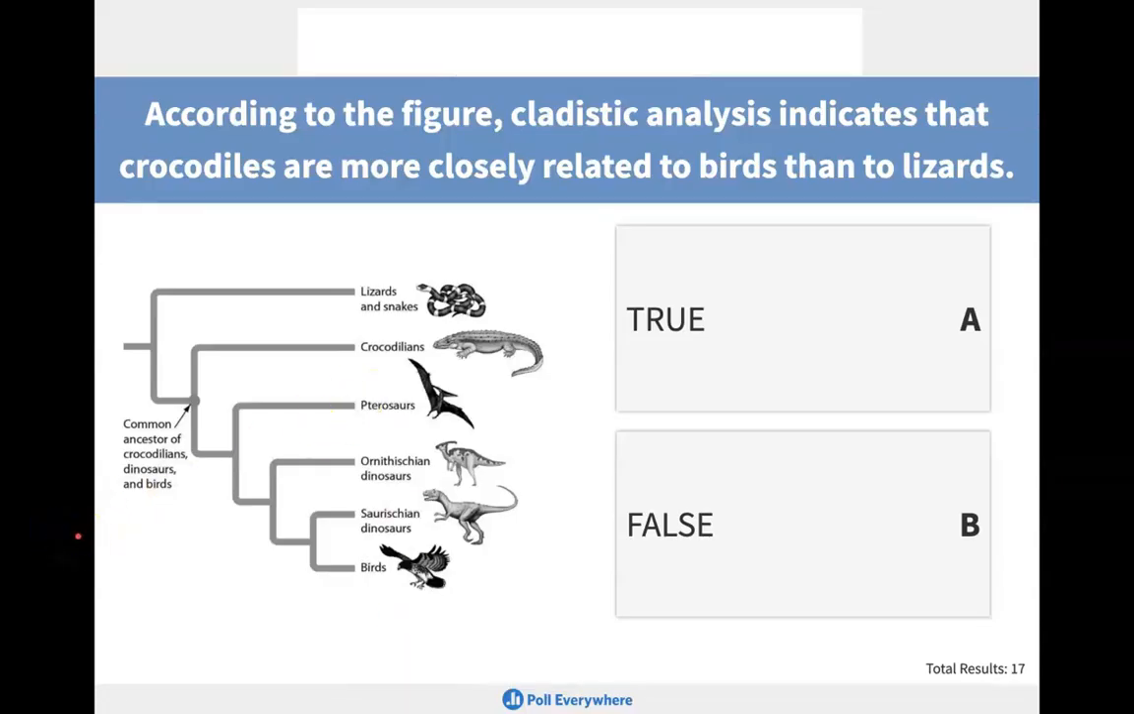Let's actually consider cladistics in this poll. Question: according to the figure, cladistic analysis indicates crocodiles are more closely related to birds than to lizards. True or false? As you're answering this, I want you to see that crocodiles are right here on the evolutionary timeline. This is a phylogenetic tree, left to right. Lizards are located right above it, right here. And then down here after dinosaurs, we have birds at the very bottom.